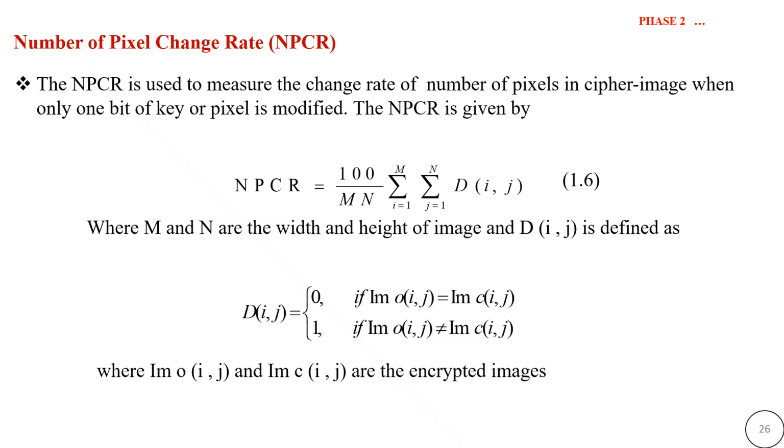The number of pixel change rate, NPCR, is used to measure the change rate of the number of pixels in the cipher image, which is the encrypted image, when only one bit of the key or pixel is modified. The NPCR is given by the formula here.